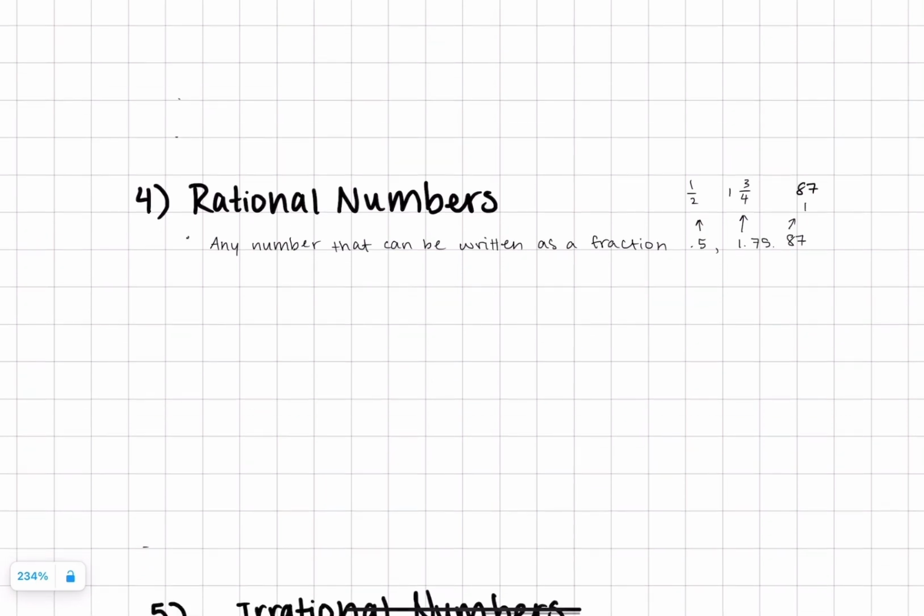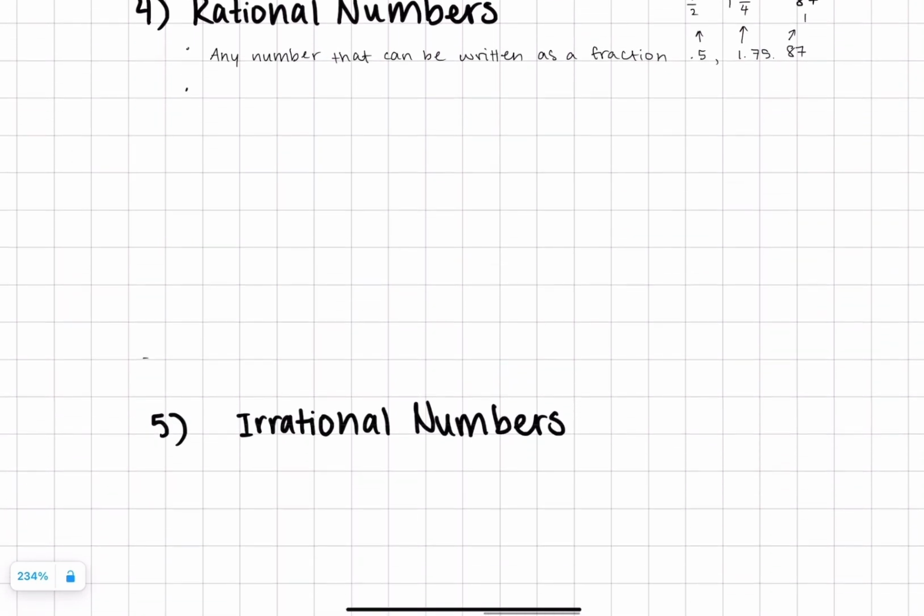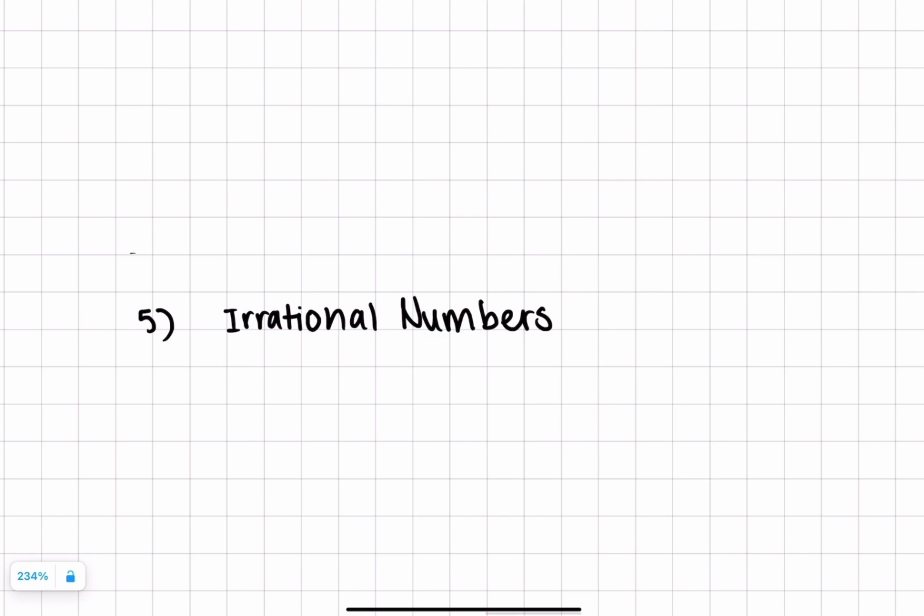So we're going to come back to the second rule, but let's look at a few examples. So 0.5, 1.75, and 87, these are all rational numbers. Going on to our fifth type, which are irrational numbers. So irrational numbers cannot be written as fractions. They're the opposite of rational numbers.